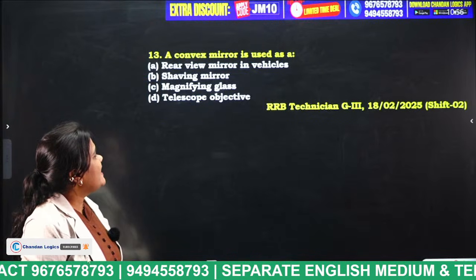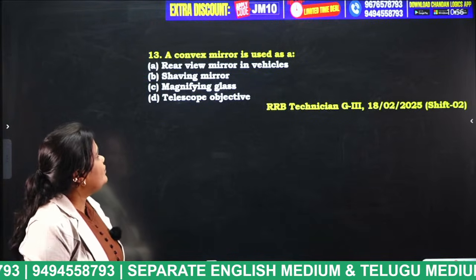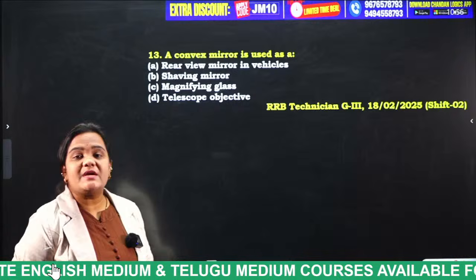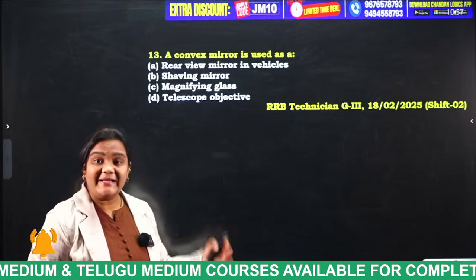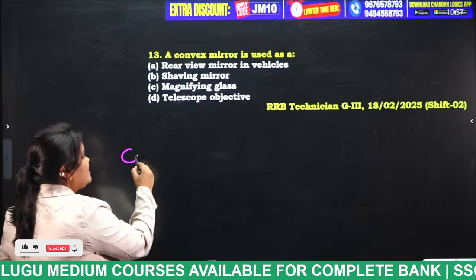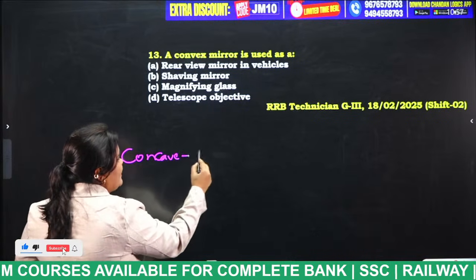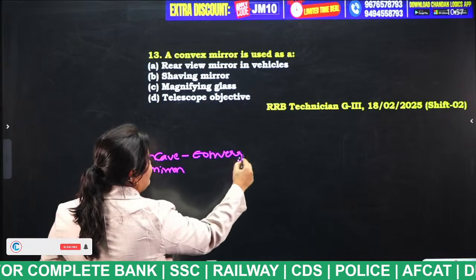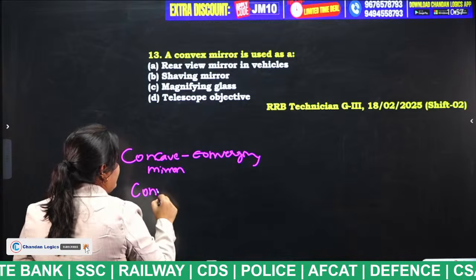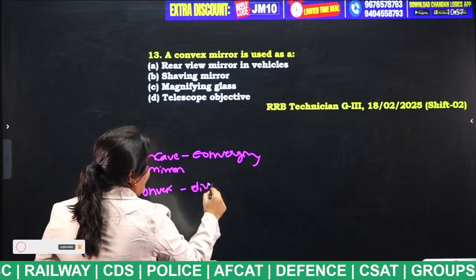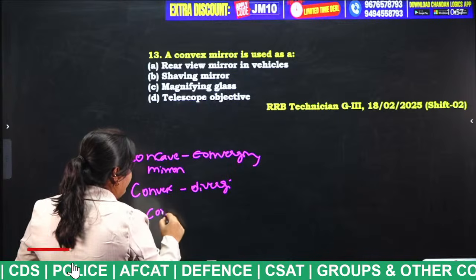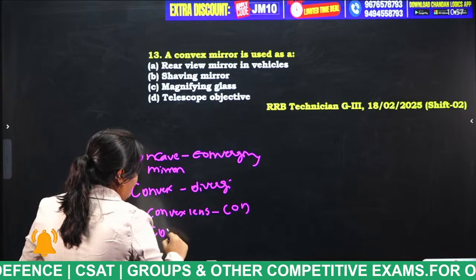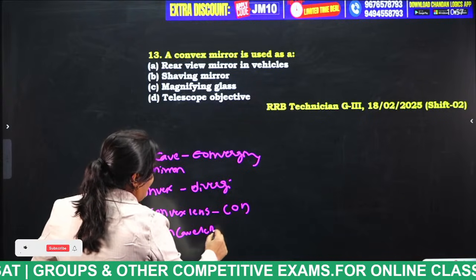A convex mirror is used as a rear view mirror in vehicles, shaving mirror, magnifying glass, telescope objective. I have discussed this convex mirror and concave mirror many times. What do you mean by convex mirror, students? Concave mirror means converging. Convex mirror, diverging. Convex lens, converging. Concave lens, diverging. So know this, very, very important.